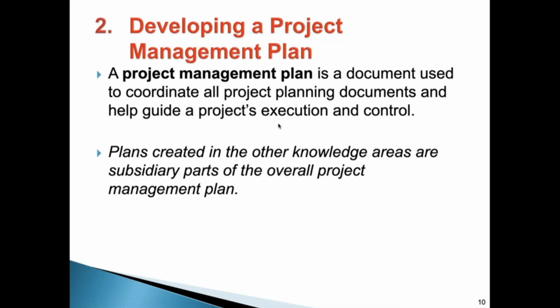Then you will have subsidiary plans under this plan. For example, you'll have a plan for time, a plan for scope, plan for cost, plan for quality, plan for risk, plan for communication, plan for procurement, plan for human resource, okay? Plan for your stakeholders management. I think I missed something, I don't know. Okay, so plan for quality.